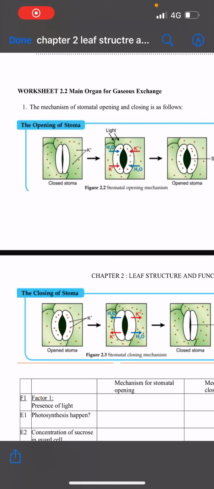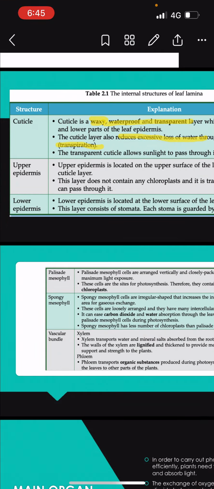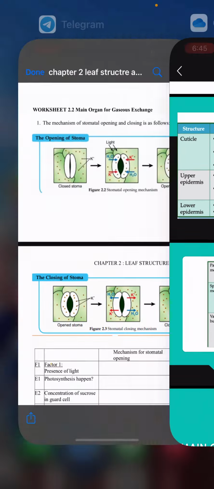So this is a continuation video from the previous video. So we will discuss how the stomata open and how stomata close. Okay, so you may refer to the digital textbook Biology KSSM published by KPM, and also refer to the module given to you. Alright, so we will look at the module.